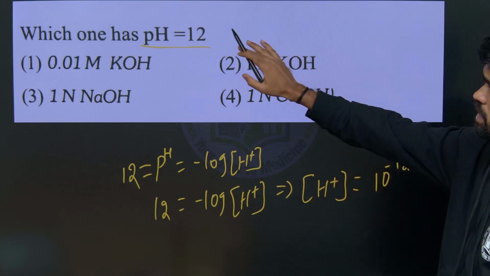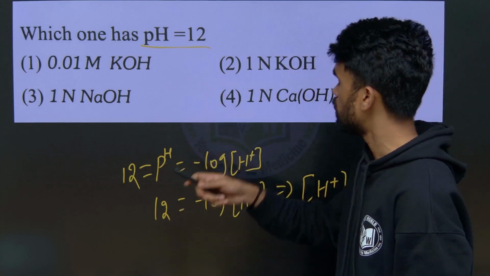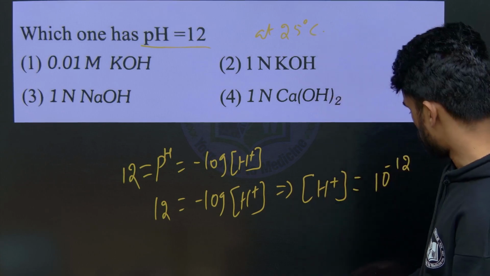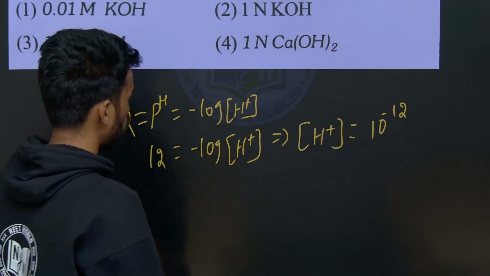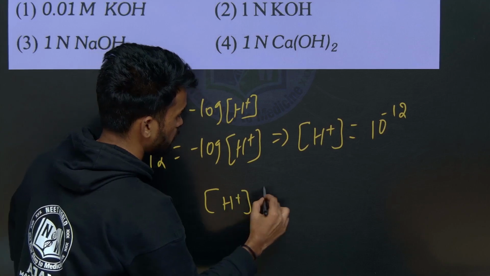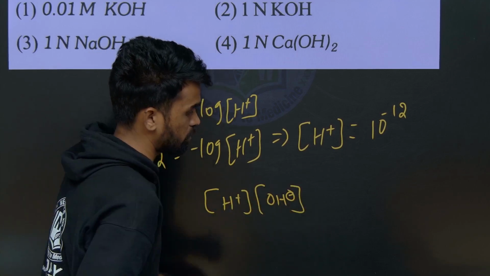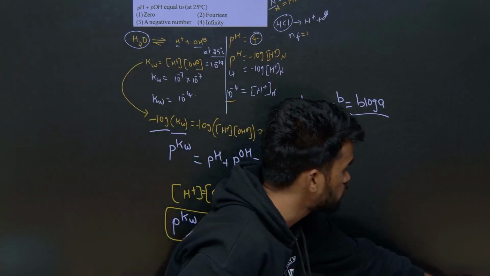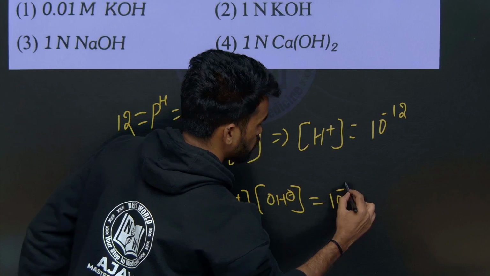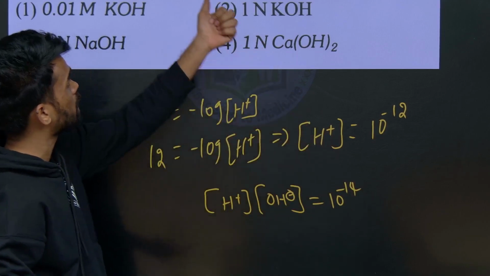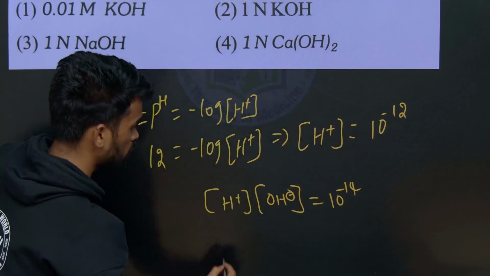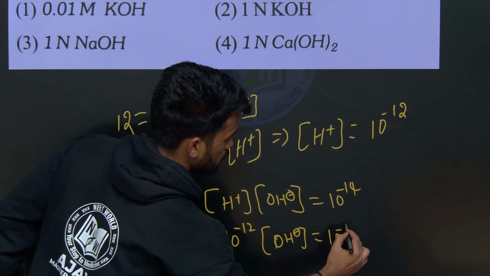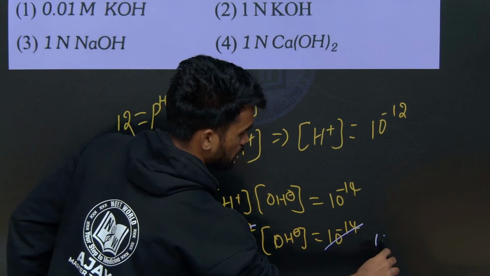Whenever they haven't mentioned temperature, by default you should consider it is at 25 degrees Celsius. Now the product of concentration of H plus and concentration of OH minus, how much value have we studied here? Here we have studied at 25 degrees it is 10 power minus 14, right? So take the value over here, 10 power minus 14. What is the concentration of H plus ion from the data? 10 power minus 12. Therefore, what is the value of OH minus concentration? It will be 10 power minus 14 divided by this, so we will be left with 10 power minus 2.